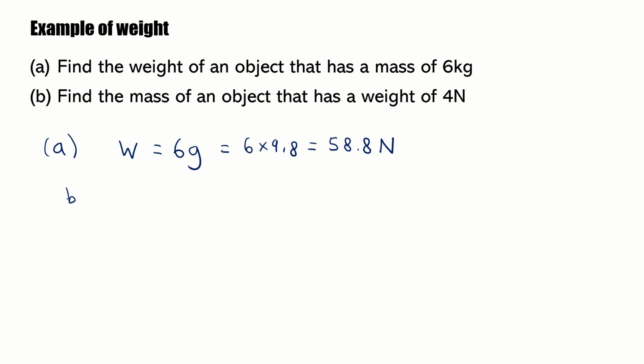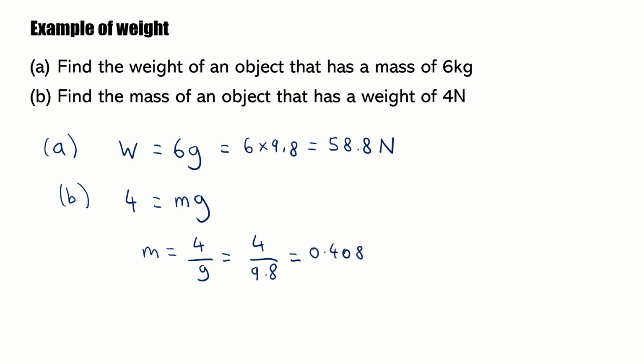On to part B. Ultimately this time we know the weight is 4. We don't know the mass, let's just call it m. And then we know the acceleration due to gravity is g. So therefore we know, rearranging this equation, that the mass is equal to 4 divided by g, which in other words is 4 divided by 9.8 for Maths A-level. And you just got to type that into your calculator and work out what it will be, which is 0.408, etc, etc.